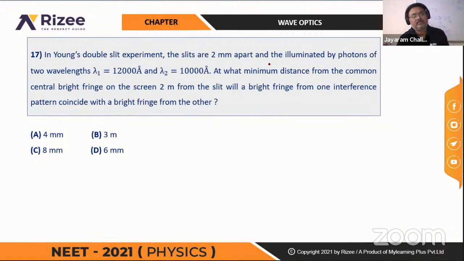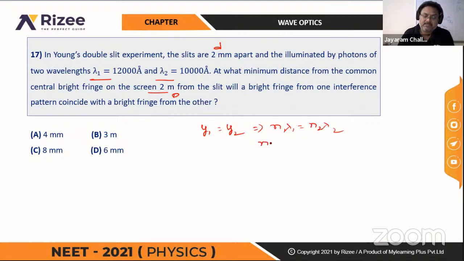Next question: in Young's double slit experiment, the slits are separated by a distance of small d and are illuminated by photons of wavelength 240 regions. At what minimum distance from the common bright central fringe, where the bright fringe from one interference pattern coincides with a bright fringe of the other? That means y1 of the first wavelength and y2 of the second wavelength should coincide, both should be the same. That means n1 lambda 1 is equal to n2 lambda 2, so n1 by n2 is equal to lambda 2 by lambda 1.